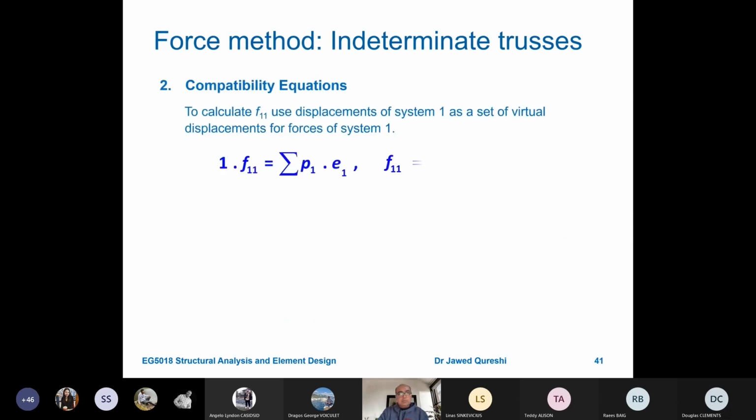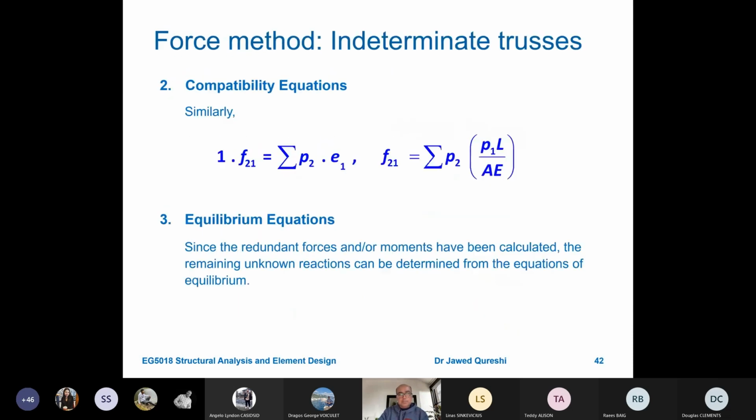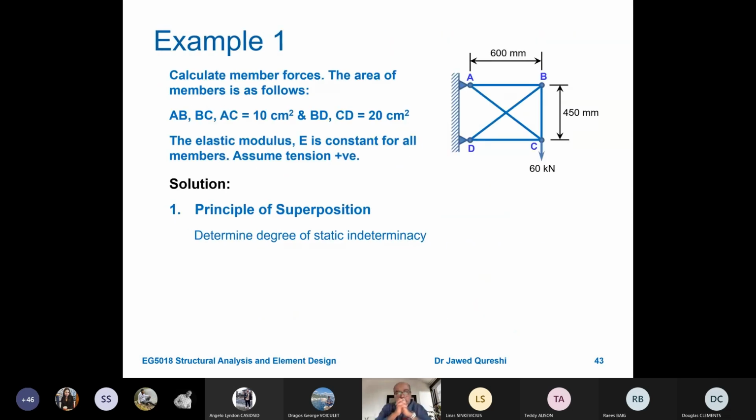Now I will quickly go to an example. These are different compatibility equations if we had to make two cuts. I will quickly go to an example. Now calculate the member forces.